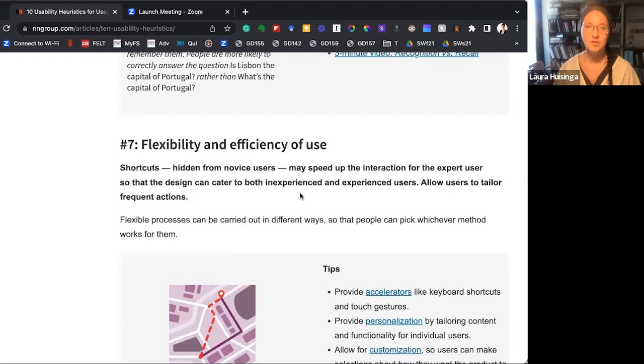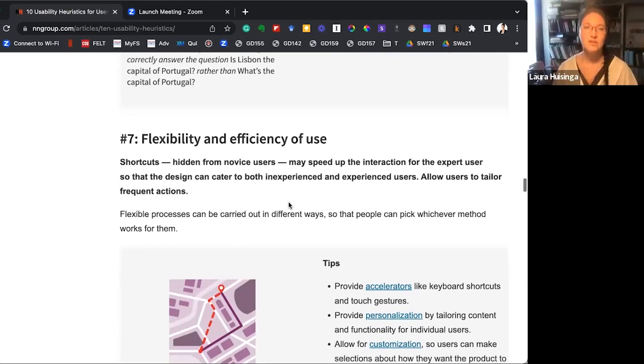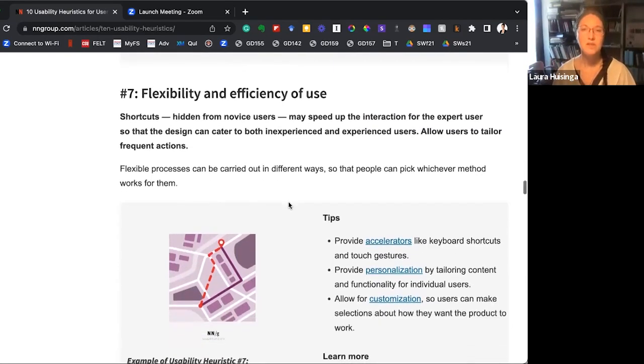Flexibility and efficiency of use. Shortcuts hidden from a novice user may speed up the interactions of the expert user so that the design can cater to both inexperienced and experienced users. You want to allow users to tailor their frequent actions. So flexible processes can be carried out in different ways so that people can pick whichever method works for them.